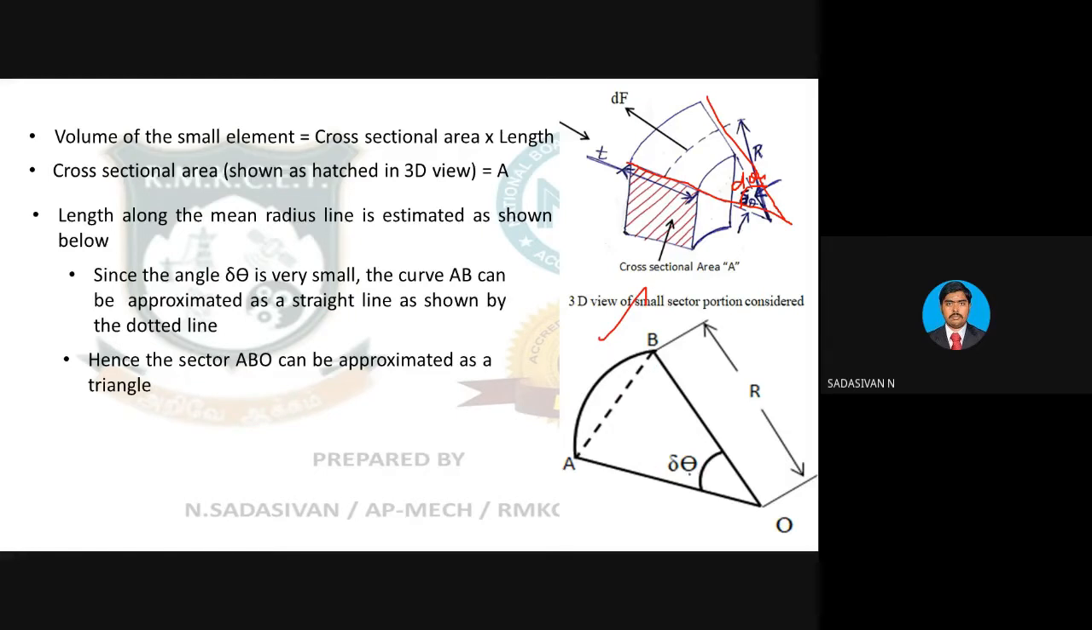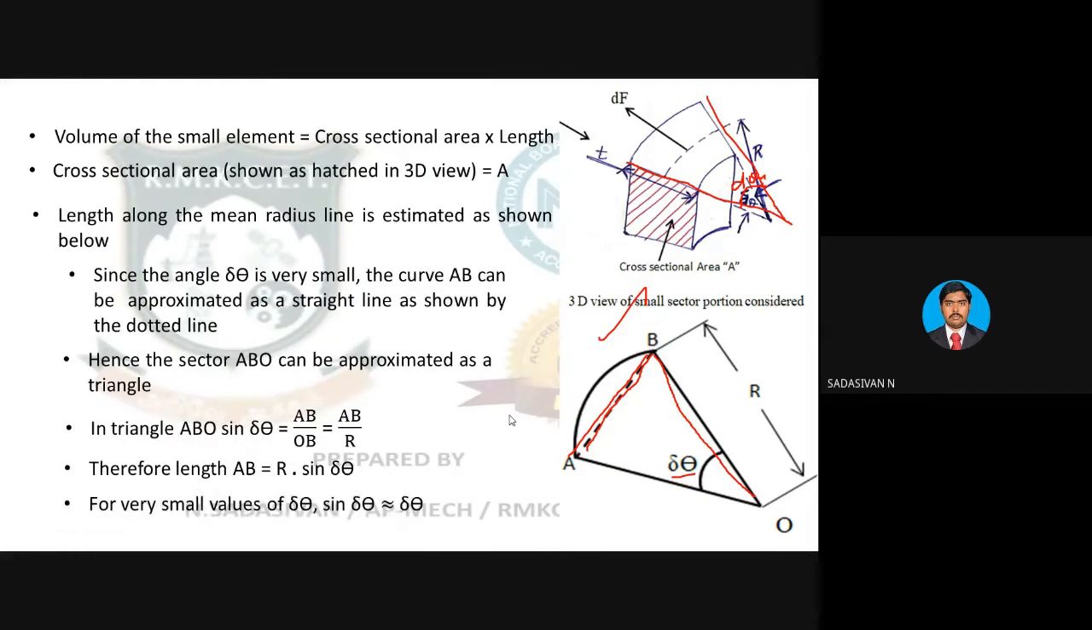And then I am writing sin del theta equal to opposite side AB divided by hypotenuse, which is the radius. So therefore this length equals radius into sin d theta. For a very small angle, sin d theta equals d theta. Therefore, it is r d theta. So this is a simple mathematical simplification.